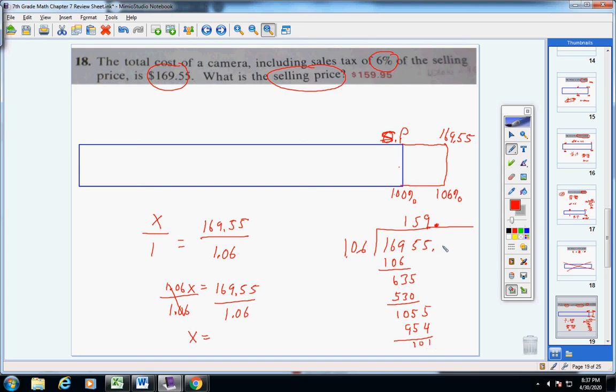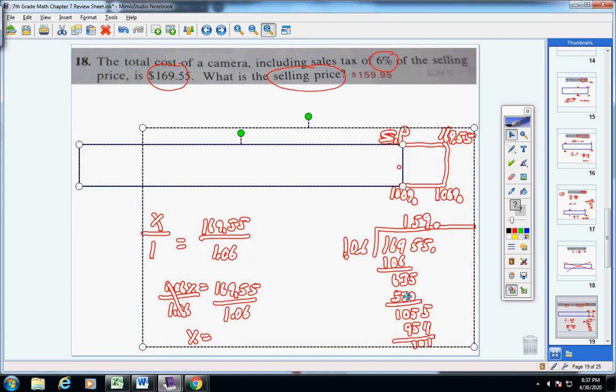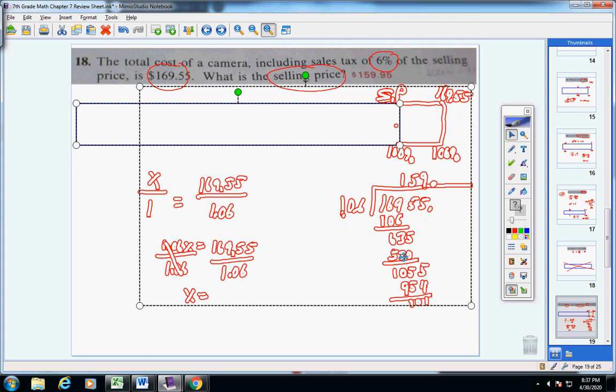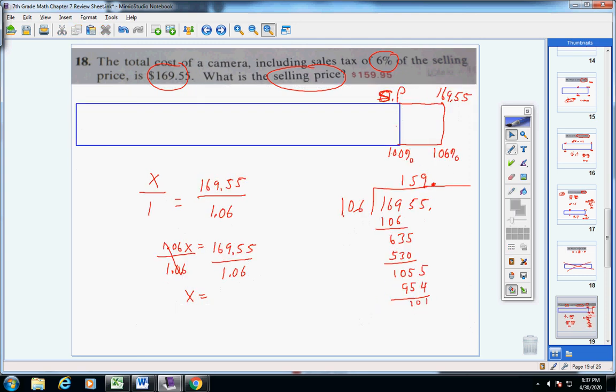Bring down a 0. And I am going to run out of room, so just allow me to do this. Okay. There we go. So, add a 0. Bring down a 0. 106 goes into 1010 9 times. We know that 9 times 106 is 954. Subtract, we get 56.